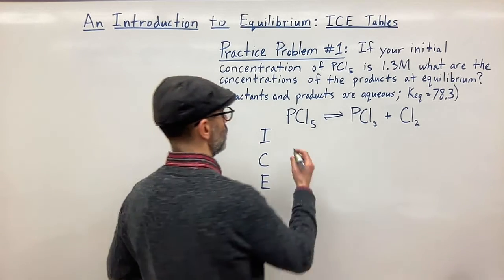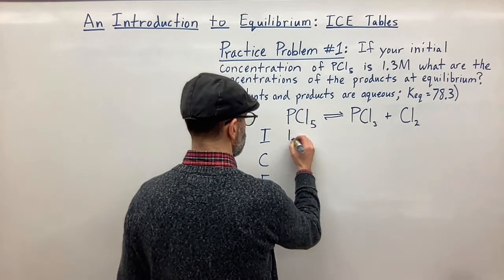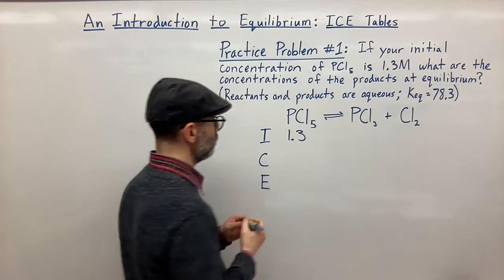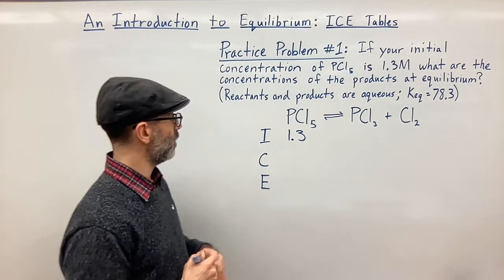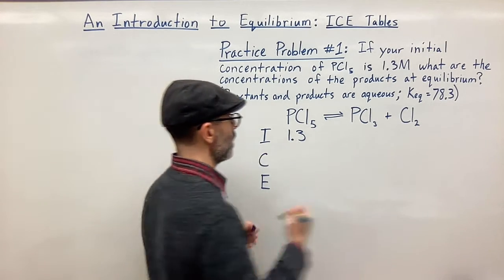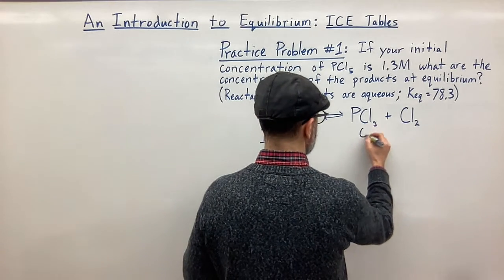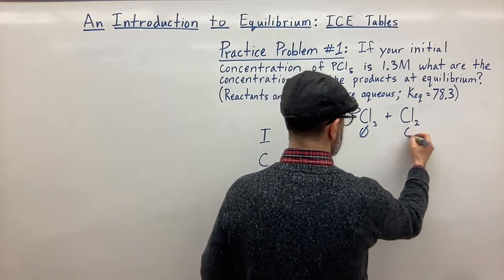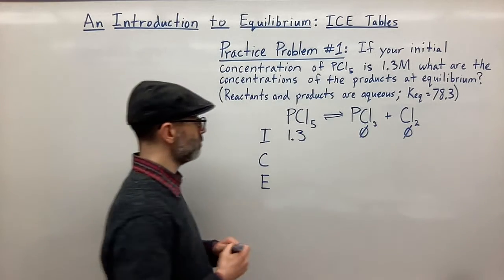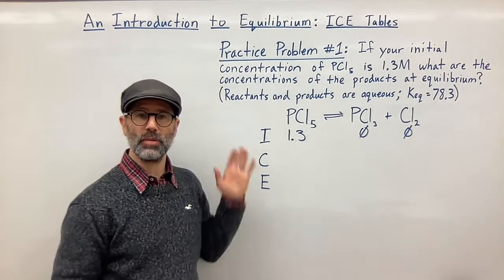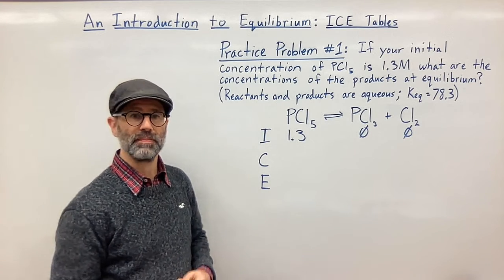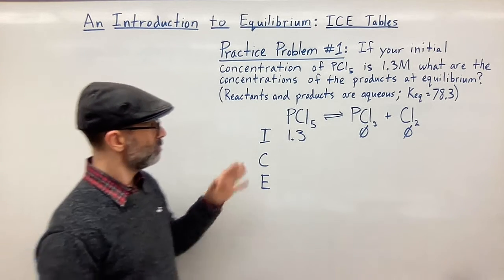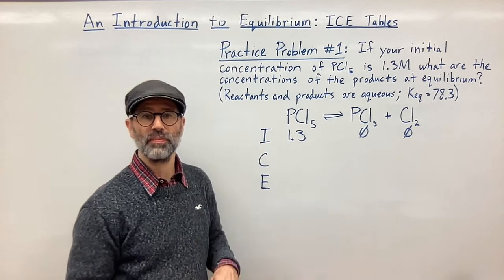So I'll put 1.3 there. You don't have to write the molar there, it's assumed. So I have 1.3 there, and then these are going to be 0. So those are my initial conditions for these substances to begin with. Okay, now there's going to be a change.